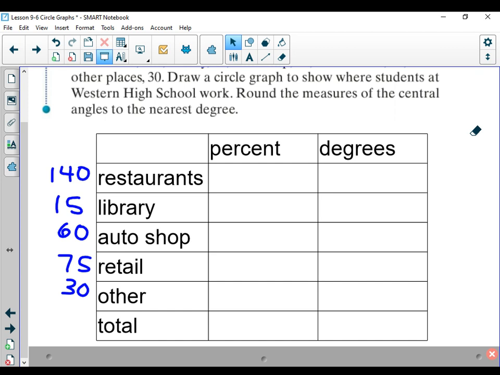Retail would be like Target, Old Navy, Under Armour, and 30 people said something else, like maybe they're a nanny, or maybe they're pet sitting, or something like that. They don't have a job. Well, yeah, that could be, but they were asking specifically about work.